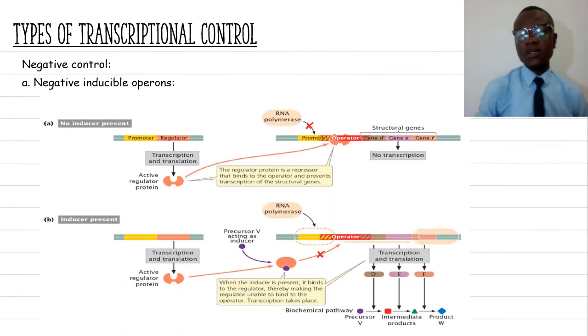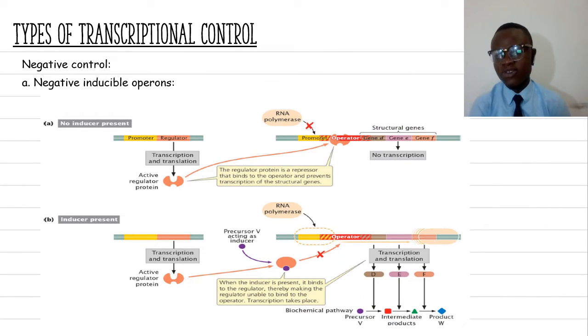So let's look at the negative control of gene expression. The negative control here could either be inducible. Like I said, in the types of translational control, first we said there is a positive control and a negative control. Next we said the control could also be inducible or repressible. So those two categories can be combined, as you can see here. So we have the negative inducible operon. So what do we mean?